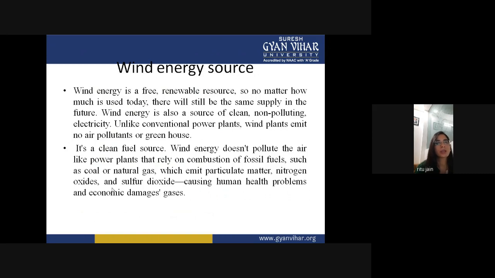Wind energy does not pollute the air like thermal power plants, for example. Thermal power plants rely on combustion of fossil fuels, such as coal or natural gas, which emit particulate matter, nitrogen dioxide and sulfur dioxide, causing human health problems and economic damages. Okay.